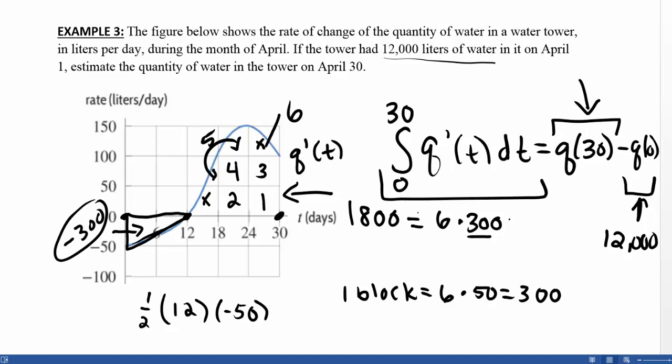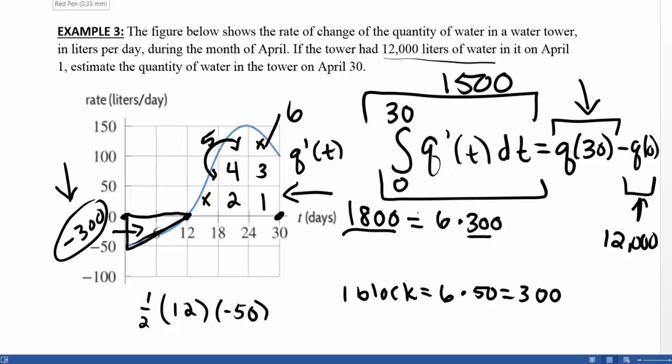So now I have to put it all together. If I have 1,800 coming in and I have 300 that was going out in the beginning, that means that I'm going to net 1,500. So again, I take my positive area and I add my negative area. So the 1,800 plus negative 300 means that this integral is going to be a total change of 1,500 liters. So I've changed by 1,500 liters and I started with 12,000 liters.